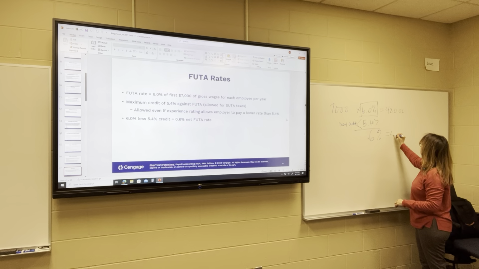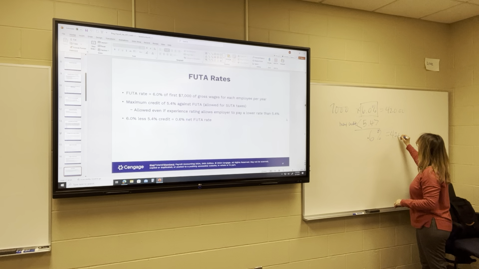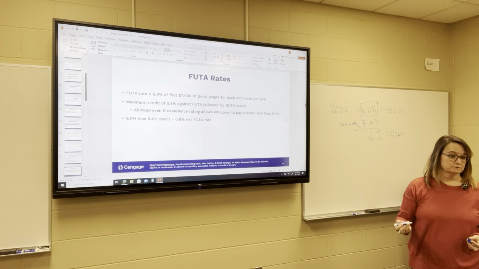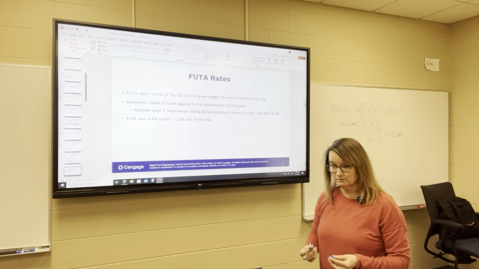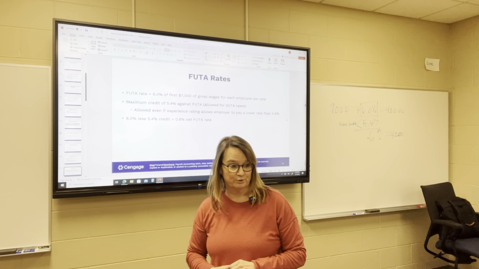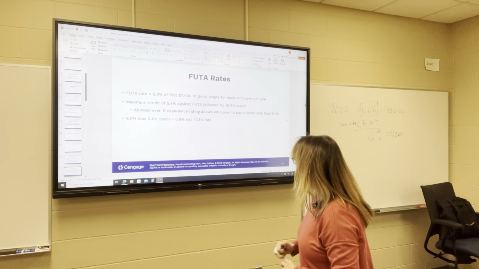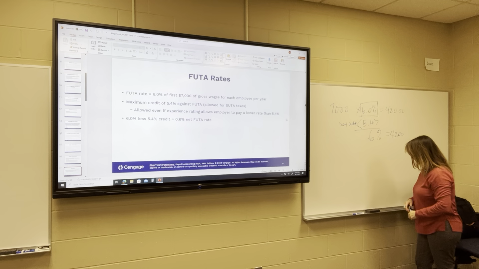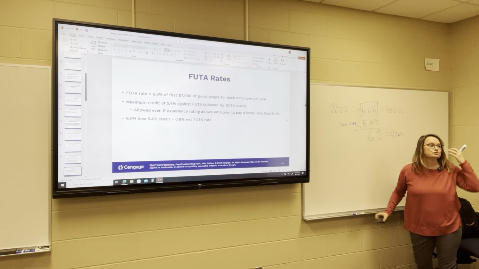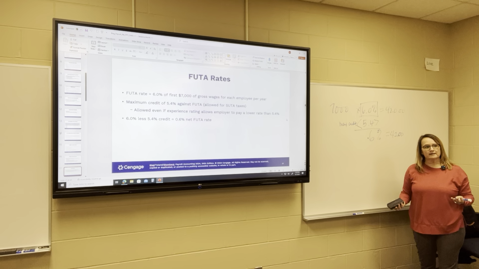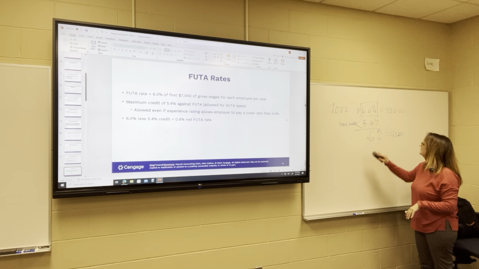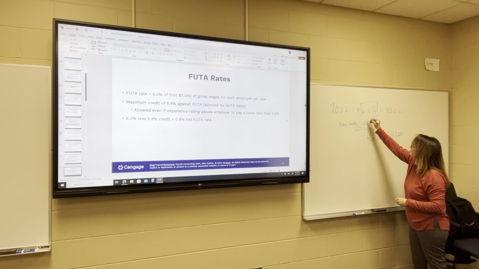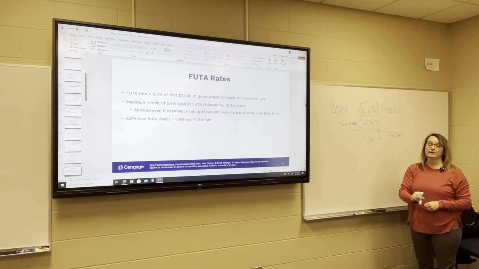Which means instead of $420 per employee, the most you're going to pay is $42 per employee. That's a little more reasonable. That's pretty cheap, right? If you're entitled to that maximum credit. Now, if you're entitled to some credit, but not all of the credit, let's say you're entitled to 4.4 credit, that means your tax rate is now 1.6%.